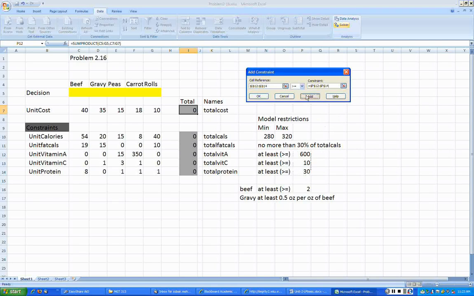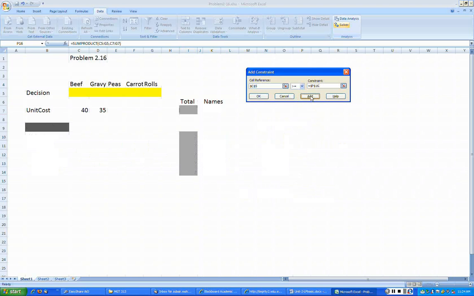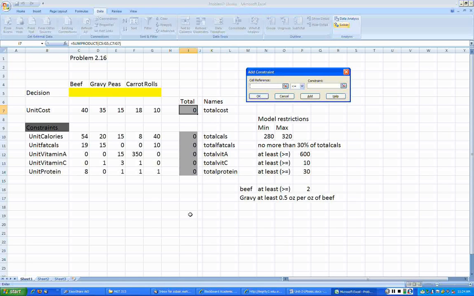At the constraint, the amount of beef, this is where we are going to compute the amount of beef we are going to be using. Okay, the amount of beef should be at least, so that is greater than or equal to 2 ounces. Okay, add one more. Also it says it must include 2 ounces of beef. We did that. Must have at least half an ounce of gravy per ounce of beef.